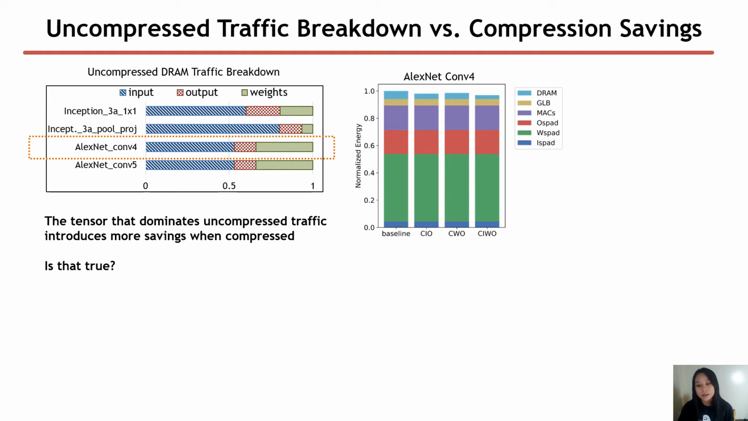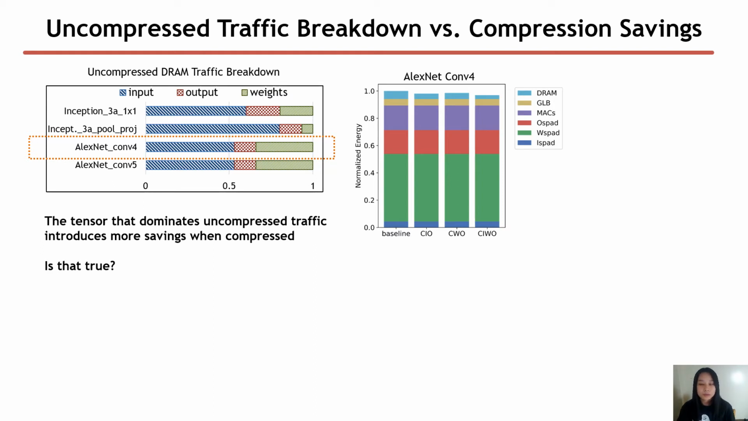And CIO, as we have discussed, compresses input and output. CWO compresses weights and output. CIW compresses all of them. These are three different sparse optimization applications. The y-axis is showing the normalized energy consumption, and each bar is a stacked bar of the energy consumption of the various components in your architecture.